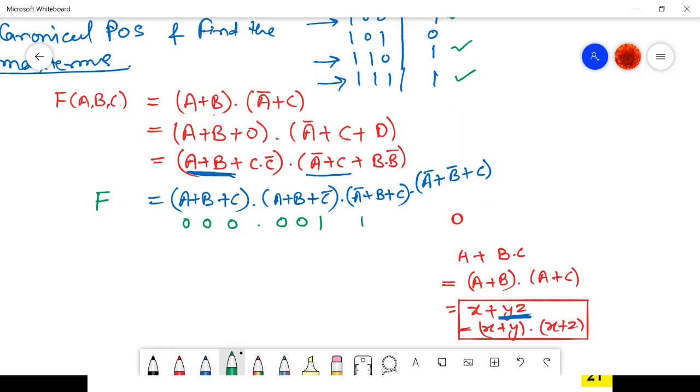1 0 0. 1 0 0. Correct. Next one. 1 1 0. 1 1 0.